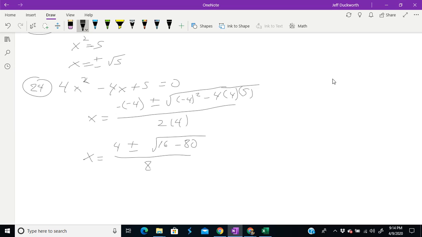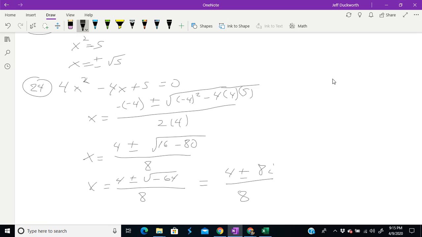All right, so then we have 4 plus or minus root negative 64 over 8, which equals 4 plus or minus, 64 is 8 squared, so that's going to be 8i. Take the i out first, then the square root of 64 is just 8. All of this over 8.